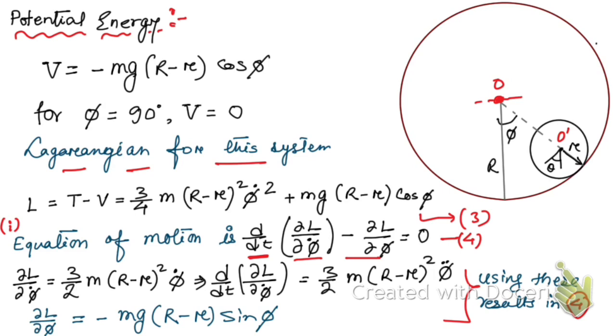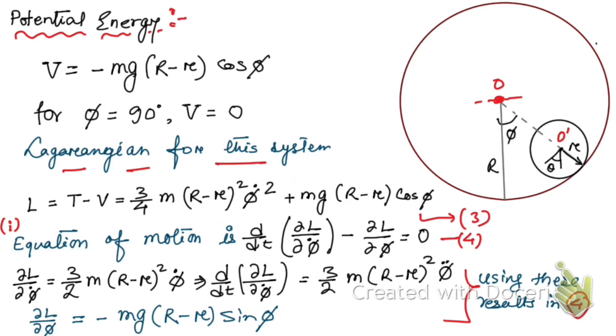Okay, so now let's obtain ∂L/∂φ̇. Let's define this Lagrangian L with respect to φ̇. Here the first part is only a function of φ̇, and this other part is a function of φ. So if you differentiate this part partially with respect to φ̇, that's going to be 0. And if you differentiate this term with respect to φ̇, then this φ̇ squared gives you 2φ̇, right? And this 2 and this 4 cancel, so that's going to be 3 by 2.